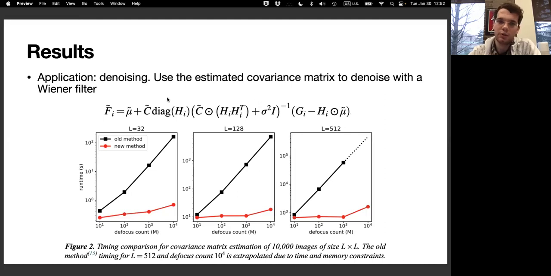Okay, so once you have the covariance matrix, there are many things you can do, and we choose the Wiener filter just to denoise. And sorry, this data set only had 10,000 images, but I'll show some larger ones in a second. Okay, so I'm showing results in terms of the image side length and another physical parameter that we don't have to care about, but that's the x-axis here. Okay, so you'll see that our method is faster, and it's up to 3 orders of magnitude faster.